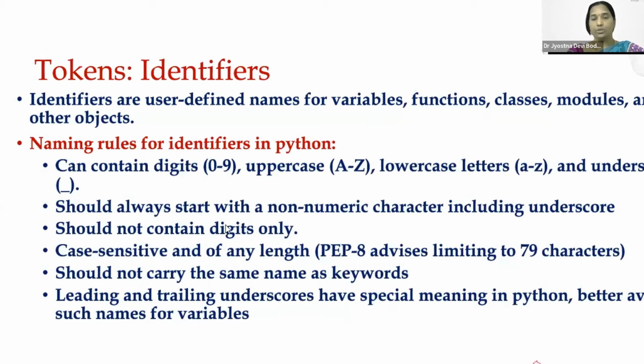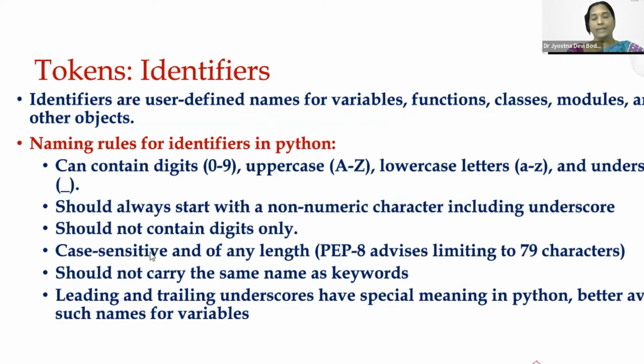Also, it should not contain digits alone. When we create the variable 1, 2, 3, it cannot be treated as an identifier. It is invalid because it doesn't have any underscore or alphabetic character. And of course, identifiers are case sensitive, similar to variables. Variable is a type of identifier only, so all the properties that we have discussed earlier are applicable here also.